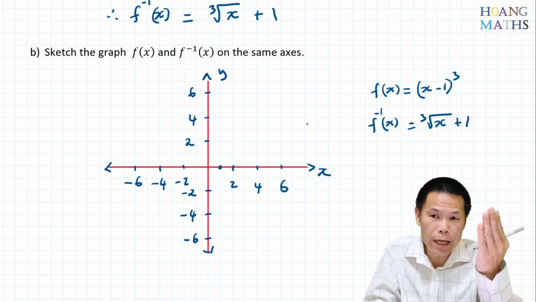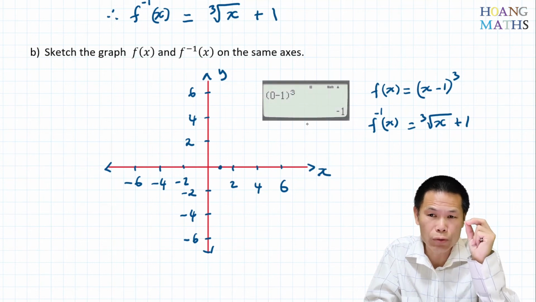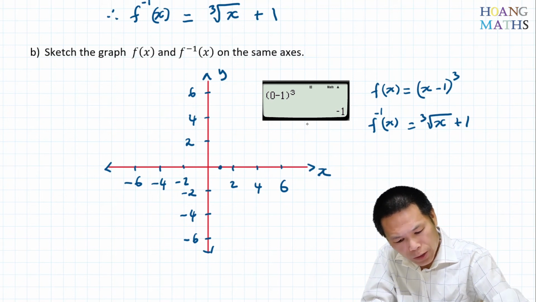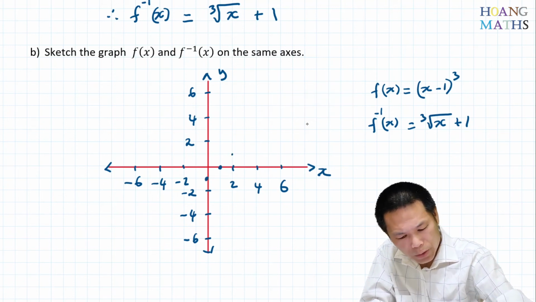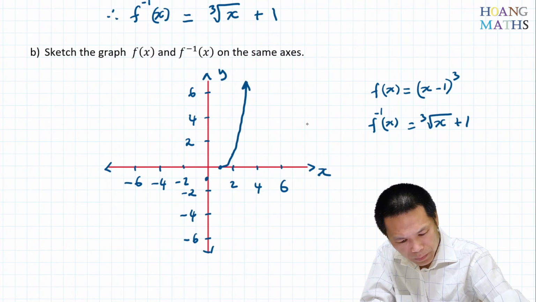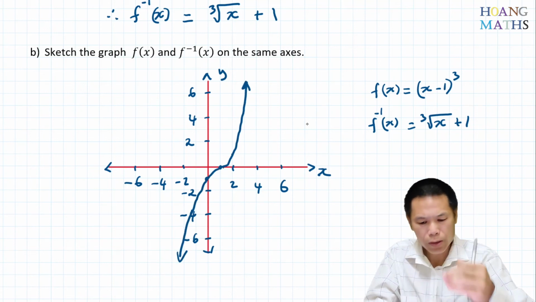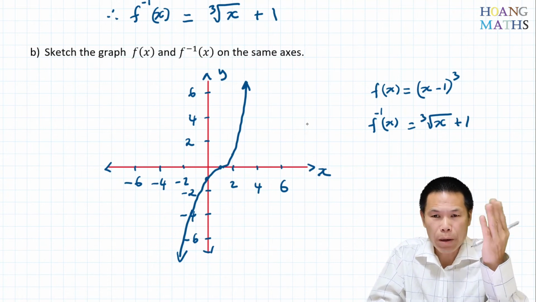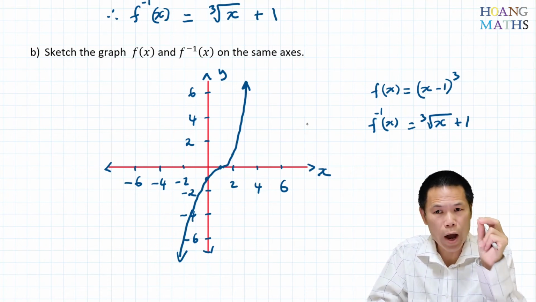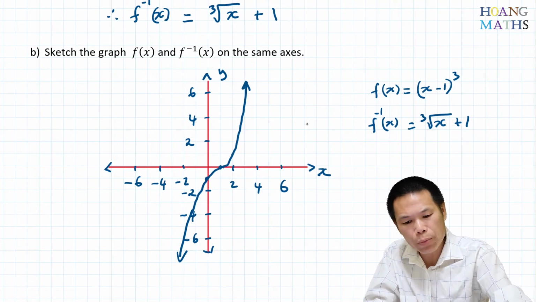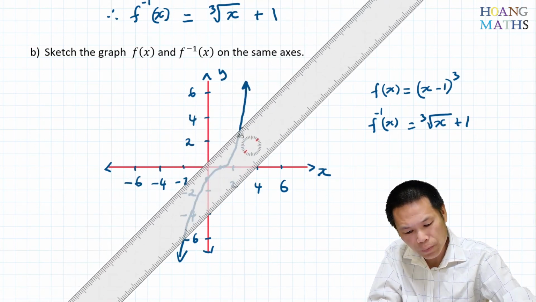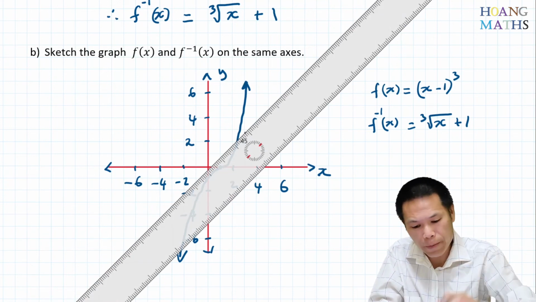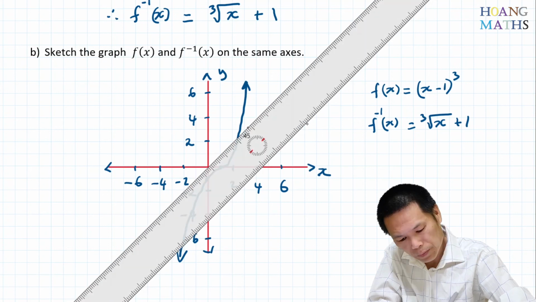And to find the y-intercept, we replace x with 0. So 0 minus 1 is negative 1. Power 3 is still negative 1. So this graph here. So we just sketch it. So just a rough one, okay? Now we sketch the inverse. But before I do that, let me just sketch y equal x first, okay? The line, very important, because the inverse function is the function reflected about the line y equal x, okay? So remember that for me.